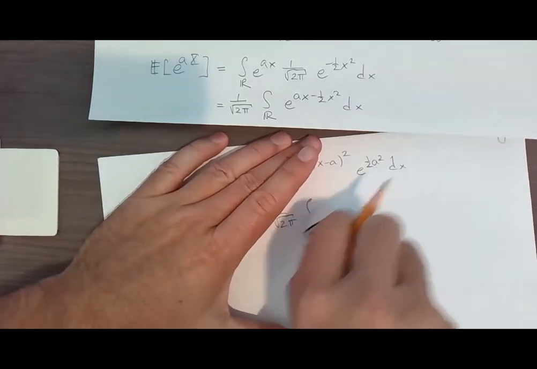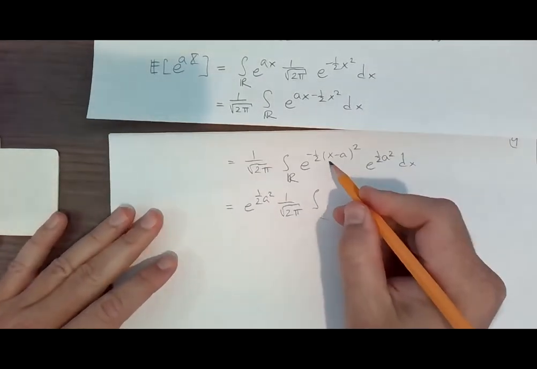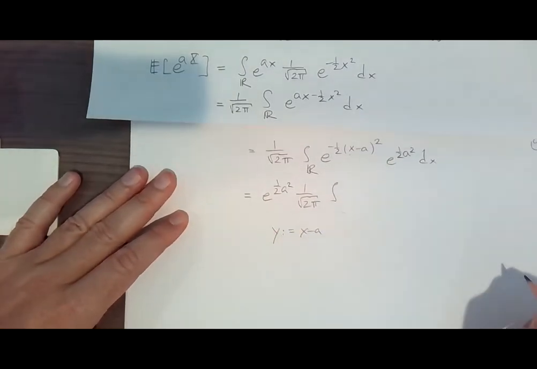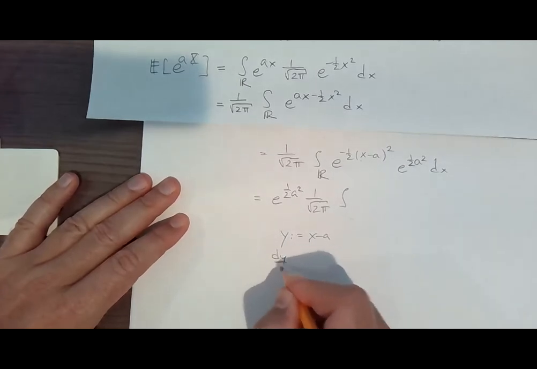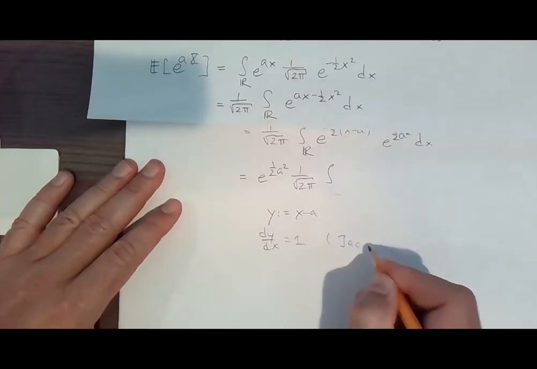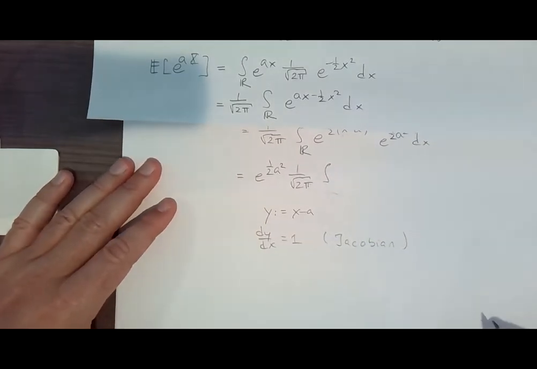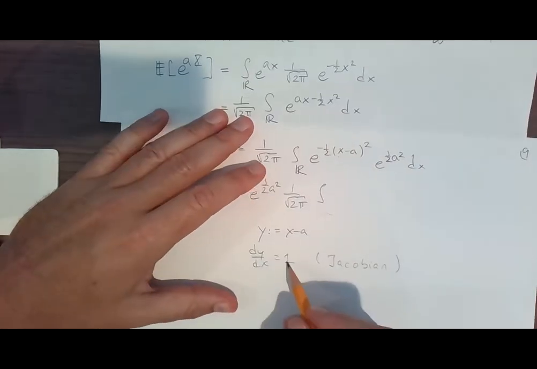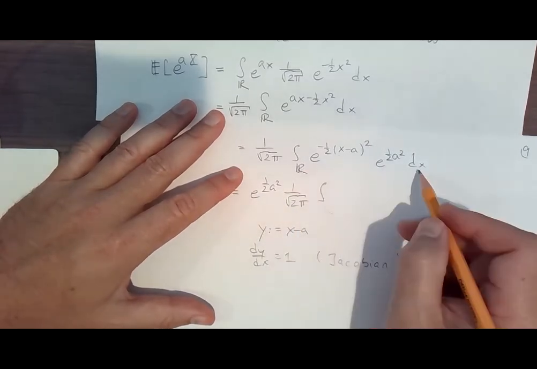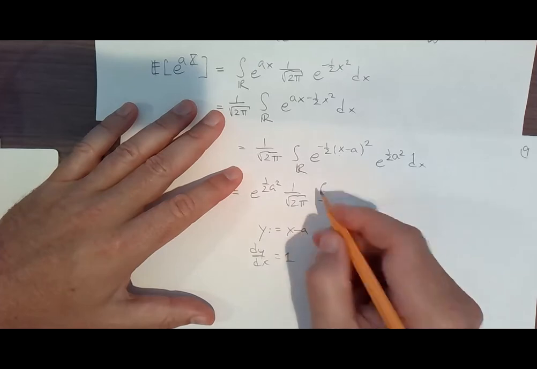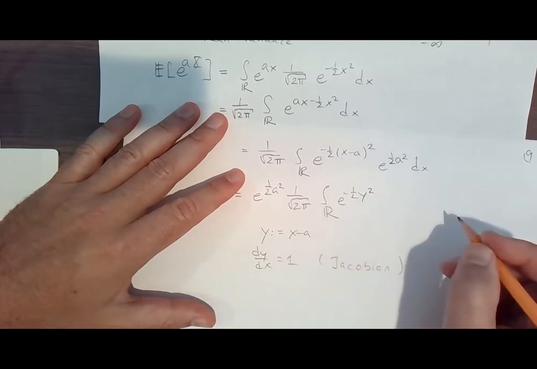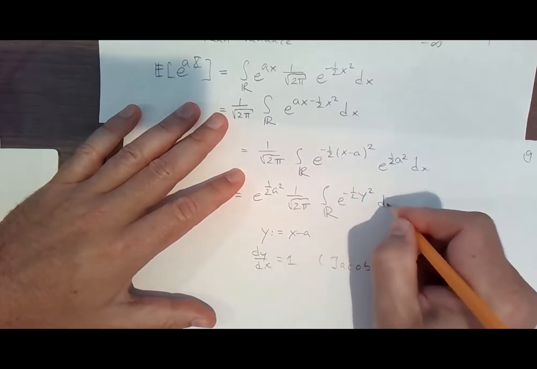Well, let's have a look. What I could do here is substitute y to be x minus a. And then I'll have that dy dx, this is 1, so the Jacobian, I don't have to worry about it, it's equal to 1. And when x is equal to minus infinity, y is equal to minus infinity, and so on. So this is really an integral over R, and here I get e to the minus 1/2 y squared dy.